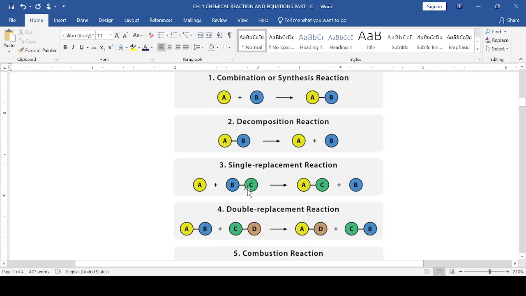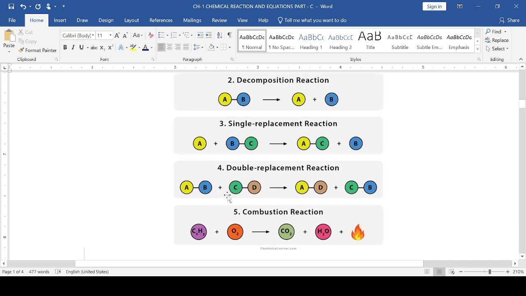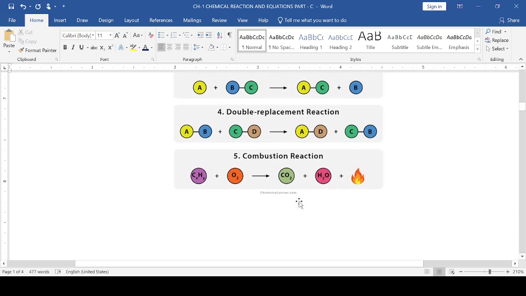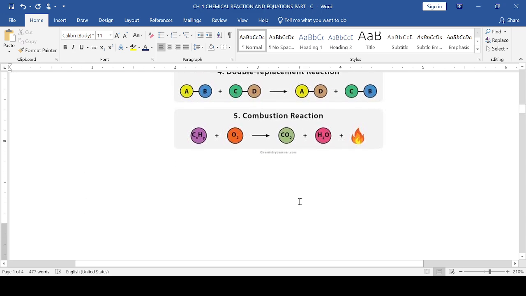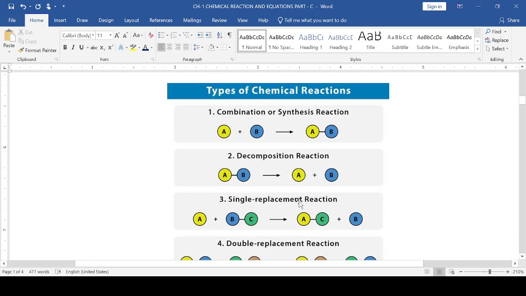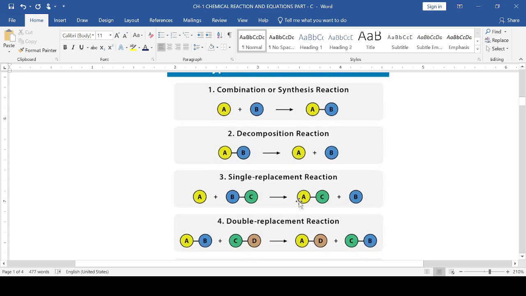Single replacement: AB plus C. A will occupy the place of B, B is segregated, and A and C are added over here. So only one replacement has been done. Double replacement, double displacement as we also call it: AB plus CD. So A will occupy C's position and B will combine with C, so you will get AD and BC. That is your double displacement. And the last, the fifth one, is combustion reaction. In detail we will study. I have just given an image as a shortcut to remember these five chemical reactions.